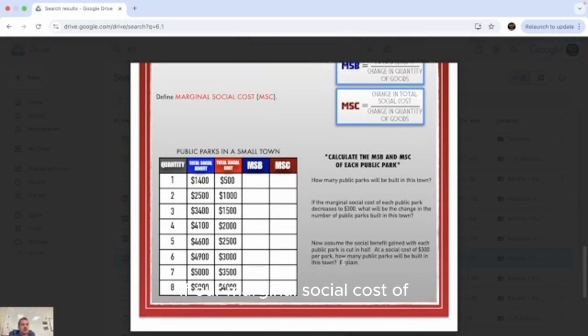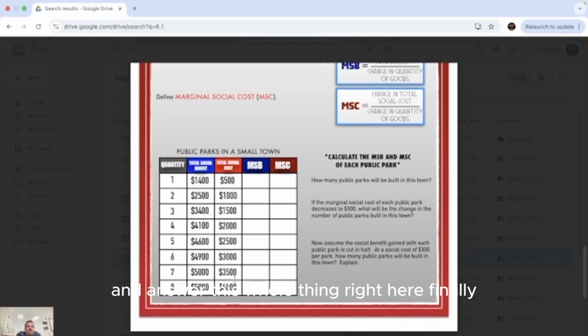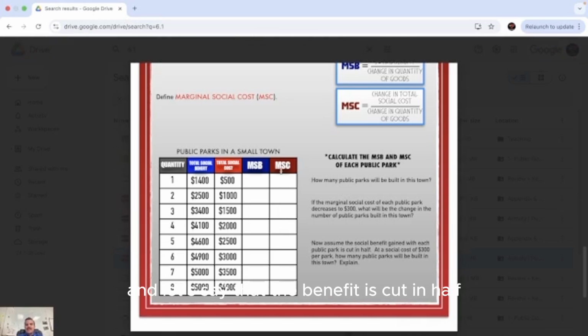If our marginal social cost of each public park decreases to $300, so to make a park, it costs us $300, what will be the change in the number of parks built? So if it costs us less money, that would increase us from 5 parks over to 6 parks once you pause and answer this whole thing right here. Finally, the social benefit gain from each public park, let's say it's cut in half at a social cost of $300 per park. So let's say this is $300 per park, and let's say that the benefit is cut in half. So go ahead and do that.